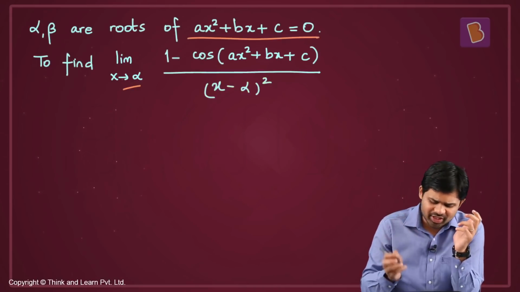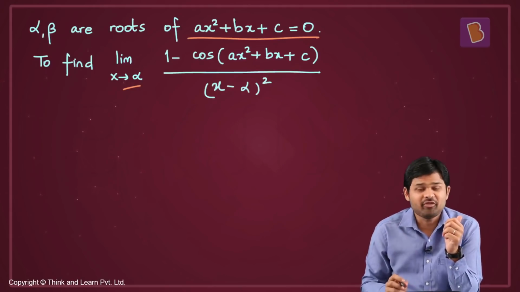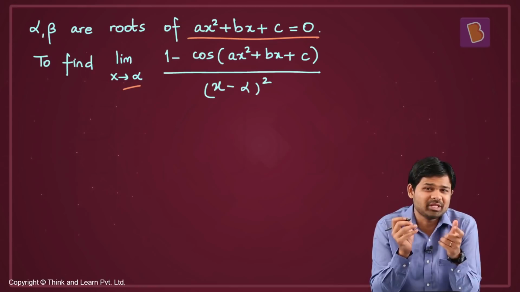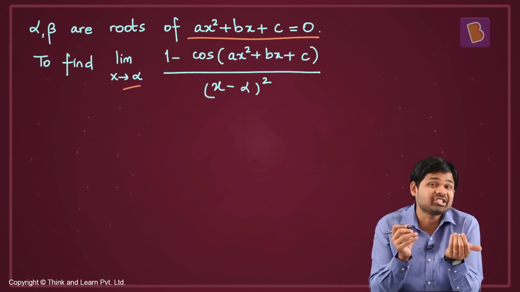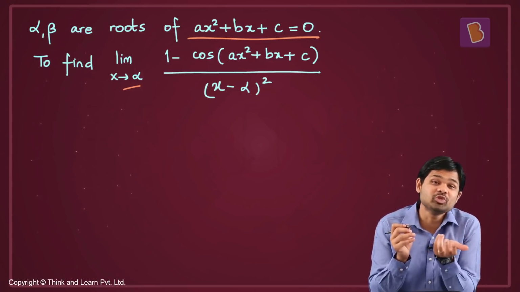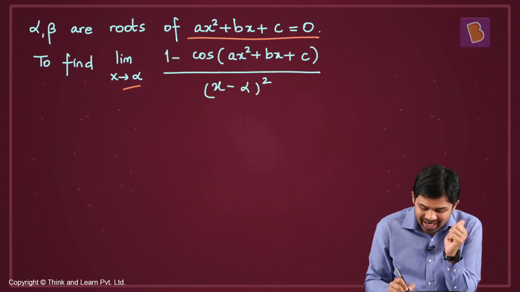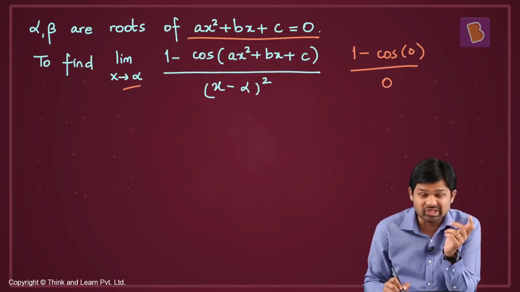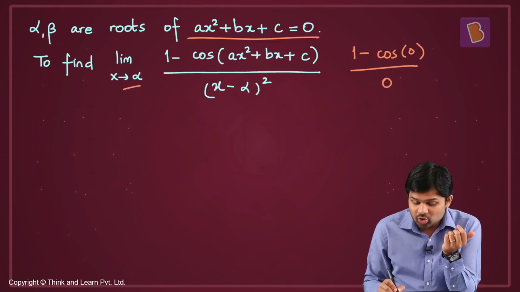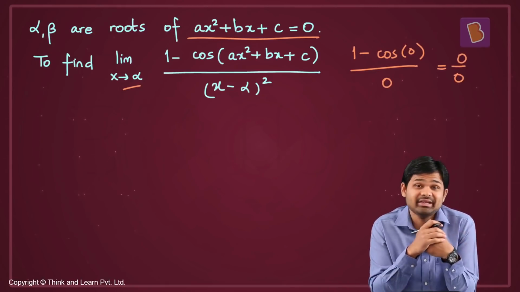So what happens when you put alpha for x? Well, if you substitute alpha for x, you get cos of a alpha square plus b alpha plus c, and a alpha square plus b alpha plus c is actually equal to 0 because alpha is one of the roots of the quadratic equation ax square plus bx plus c equal to 0. So you actually get 1 minus cos 0 divided by alpha minus alpha, which is 0, and 0 square is 0. So cos 0 is 1, and you actually get a 0 by 0 indeterminate form.